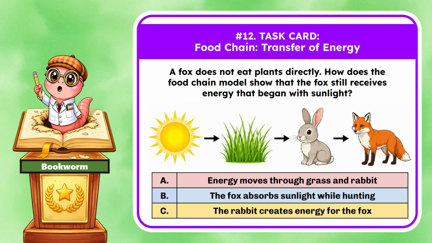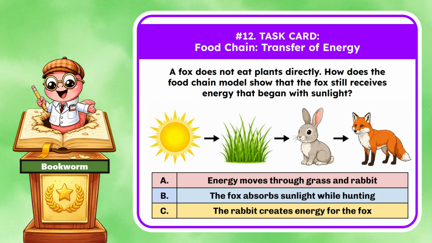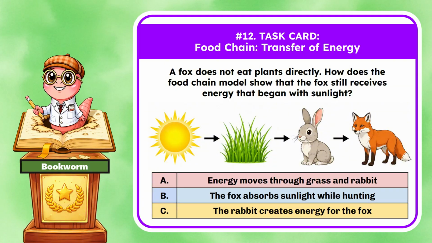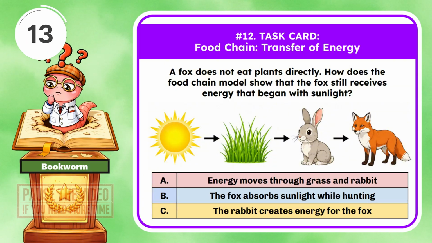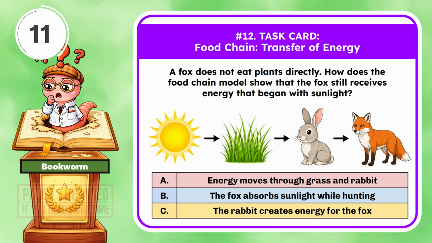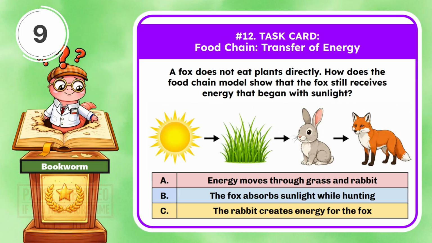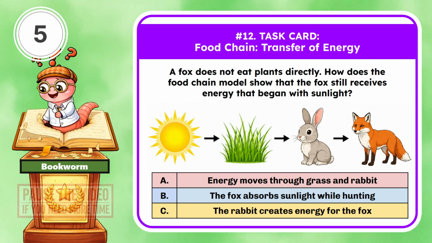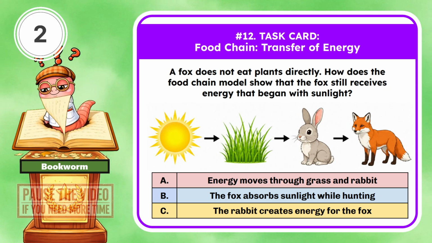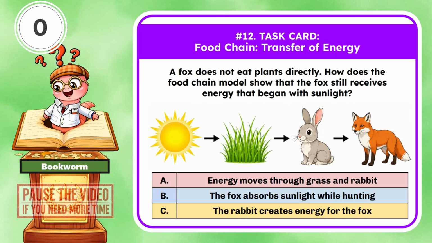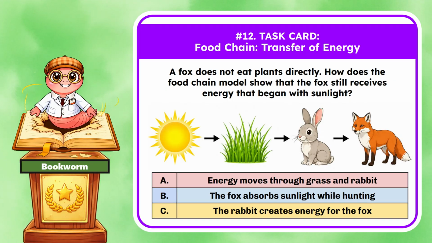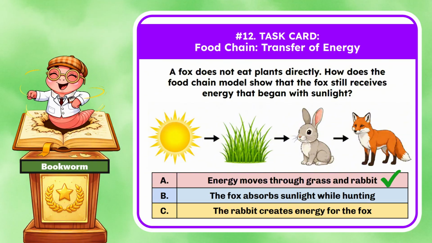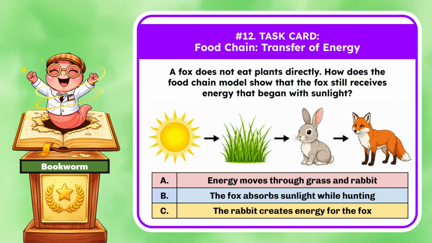A fox does not eat plants directly. How does the food chain model show that the fox still receives energy that began with sunlight? And the correct answer is letter A. Energy moves through grass and rabbit.